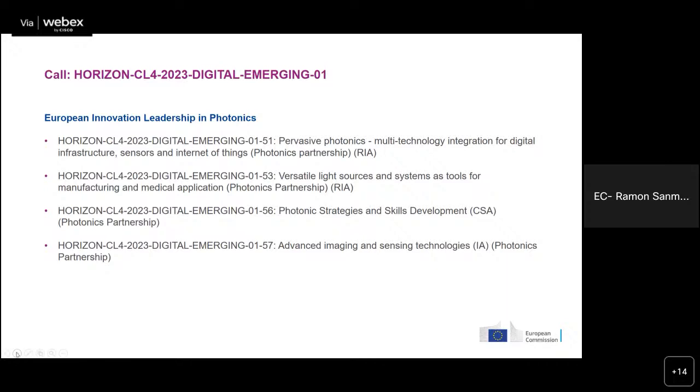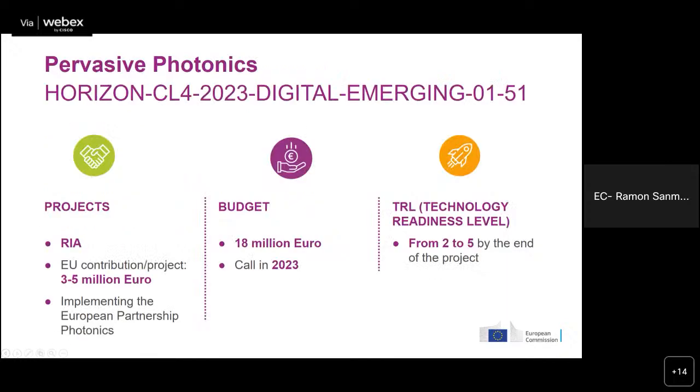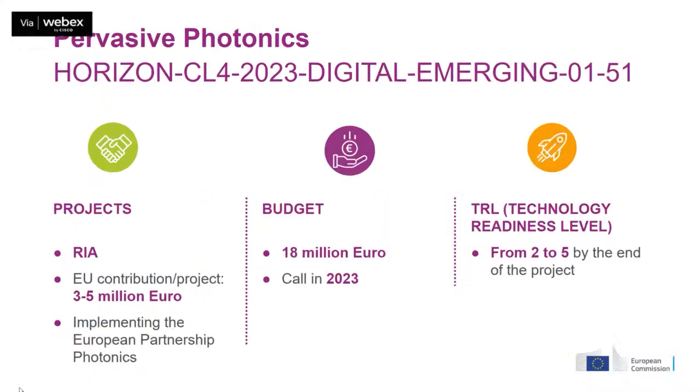calls. Please, next slide. The first topic is called pervasive photonics, and it's a longer topic. It deals with integration technologies, so how to integrate photonic functions onto a chip or into a package. The budget for this call is 18 million euro. We call for RIAs, research and innovation actions. Typical project size should be between 3 and 5 million euro. Other project sizes are possible, but should be justified then.